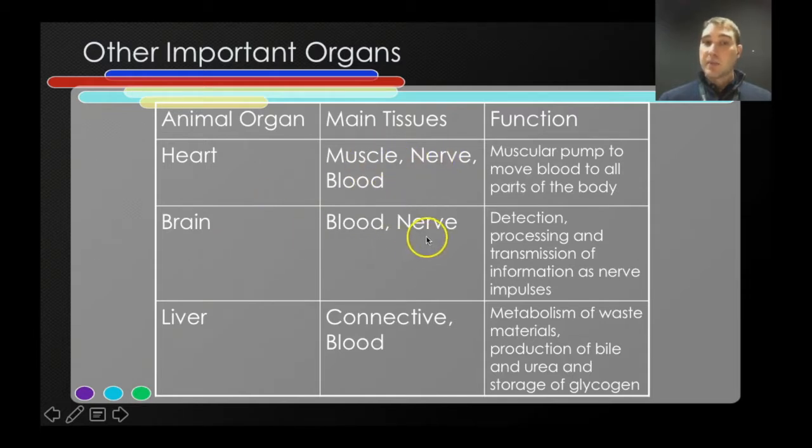The brain is made up of mainly nerve tissue, so neurons, but it also contains an awful lot of blood as well. And its job is to receive information and send information around the body. And the liver is made up of connective tissue and blood tissue and liver tissue, let's be honest. And its job is to metabolize waste, produce bile, and also store glycogen, which is an energy storage molecule. So each of these organs is made up of a variety of tissues.